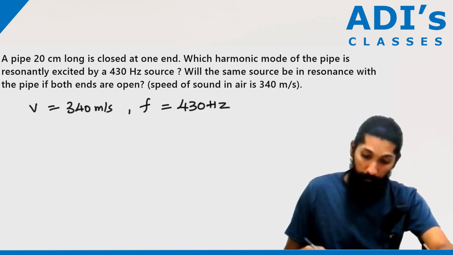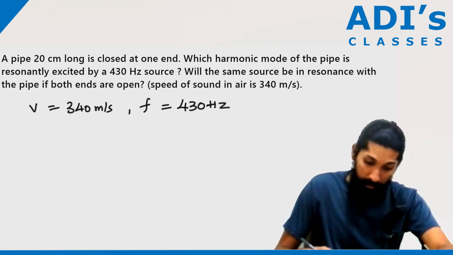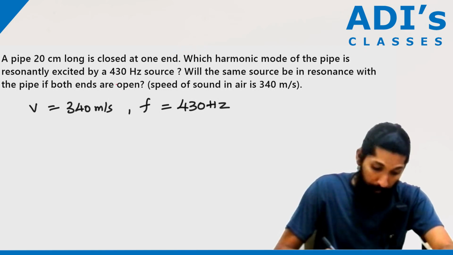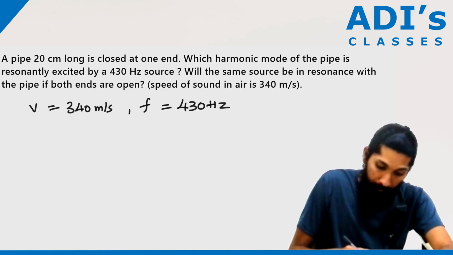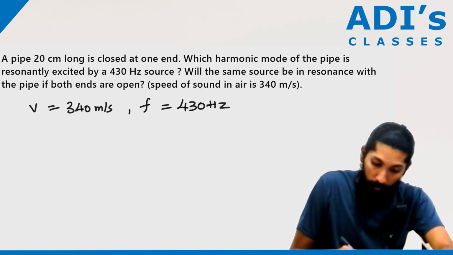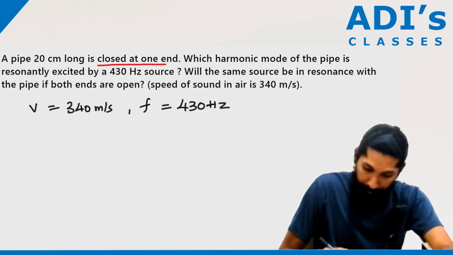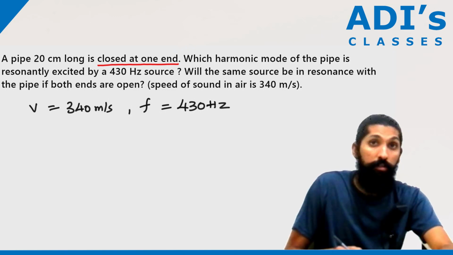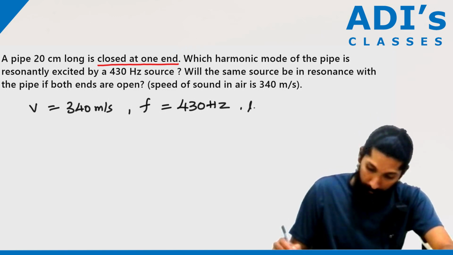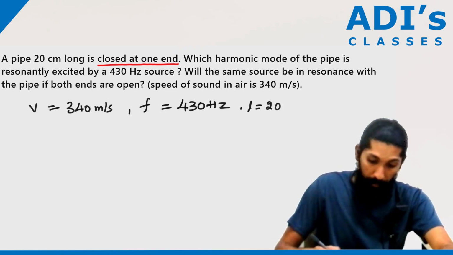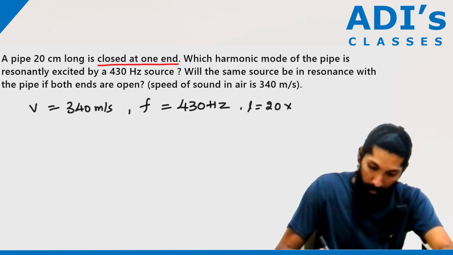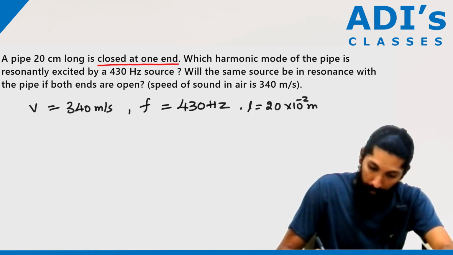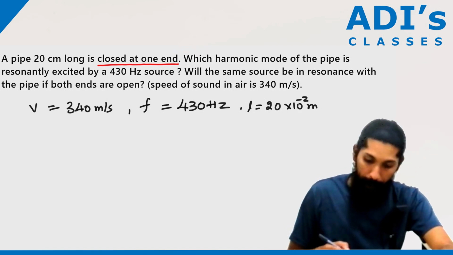Correct? Now the first part of the question, try to understand, the first part of the question says which harmonic mode of the pipe is resonantly excited by 430 Hertz source. Correct? First is, it's a closed end. It's a closed pipe. Correct? And also, the length of the pipe is given. L is equal to 20 centimeter, right? So, 20 into 10 power minus 2 meter.